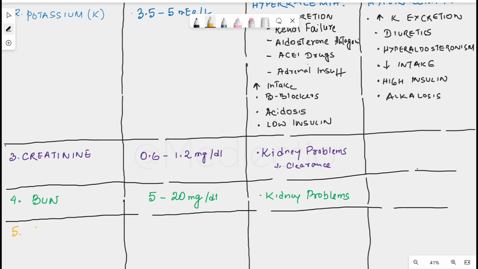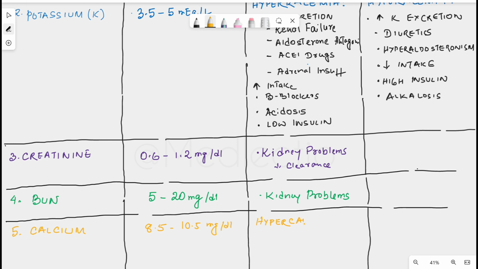Then you have calcium, again an important thing, 8.5 to 10.5. There are two again, hypercalcemia and hypocalcemia.